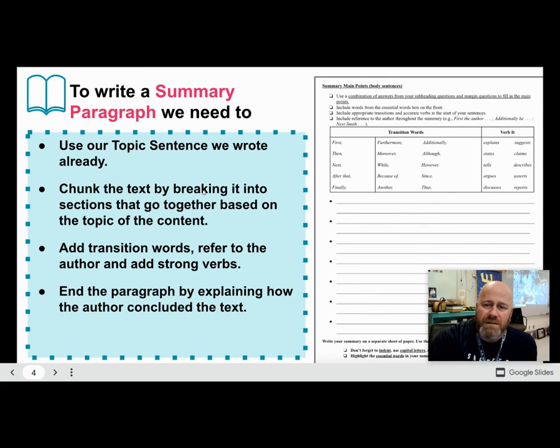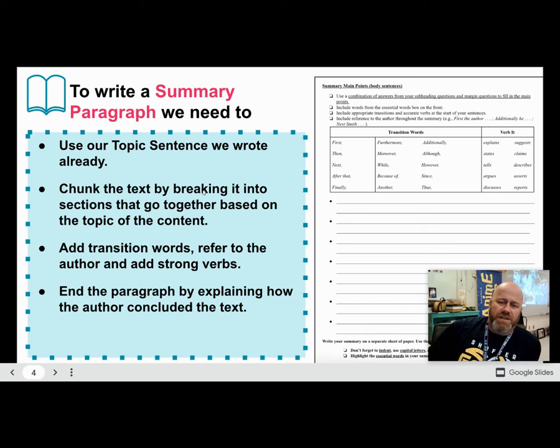Okay, so we need to use our topic sentence that you wrote already. Remember, you should have had this done yesterday. If you weren't here yesterday, check in with someone next to you who can help you out. You want to chunk the text by breaking it into sections that go together based on the topic of the content. Sometimes you can put a couple paragraphs together if they're talking about the same thing. Sometimes a paragraph might be its own thing, and you want to leave it alone. But you want to break it into chunks so that you can find a piece of evidence from each chunk to put into your summary.